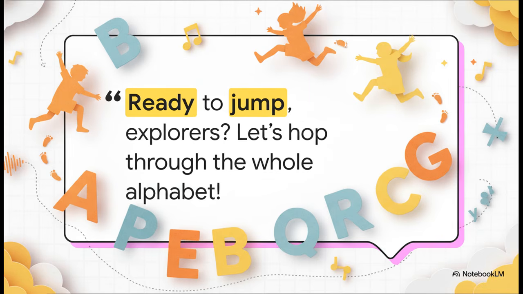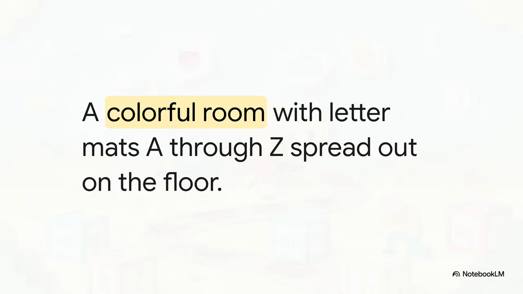To set the stage, the script gives us a very specific visual cue, a colorful room with letter mats from A all the way to Z spread completely out on the floor. I want you to mentally map out this play space with me. The floor isn't just a floor anymore, it's a giant scattered game board of vibrant targets. This spatial setup is absolutely crucial because it forces the explorers to actively scan their environment, which reinforces visual recognition right alongside auditory processing. It's like a giant puzzle.